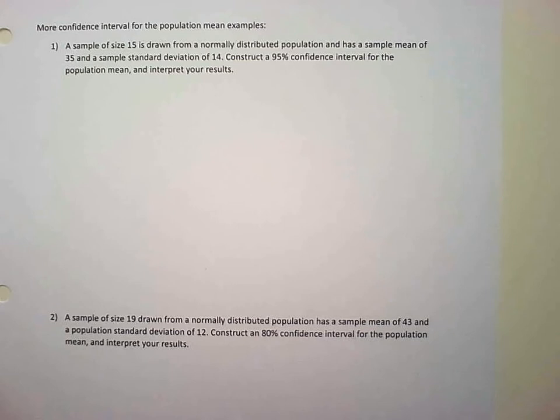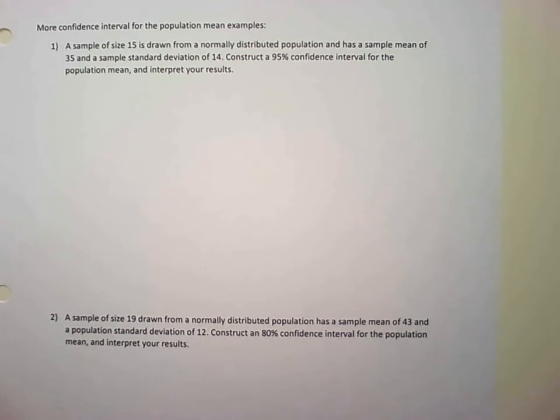Alright, here it says, for number 1, a sample of size 15 is drawn from a normally distributed population and has a sample mean of 35 and a sample standard deviation of 14. Construct a 95% confidence interval for the population mean and interpret your results.